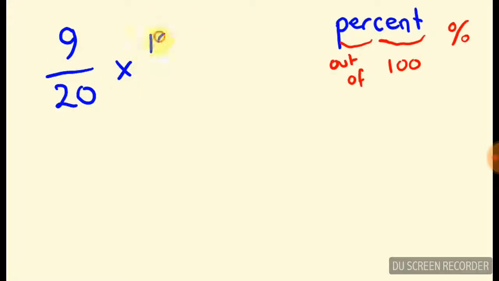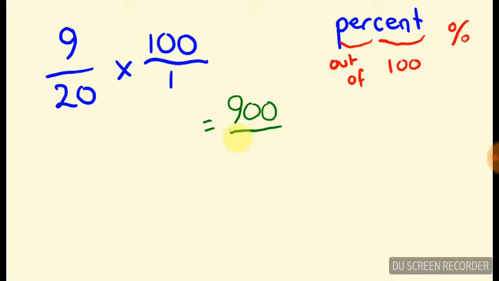So we're going to times this by 100/1 to turn it into a percentage. And then what do we do? You'll remember that 9 times 100 is 900. 1 times 20 is 20. What can we do next? We can cancel out these zeros, yeah? We're going to end up with this 90 divided by 2. Now 90 divided by 2, if you get 90 and you cut it in half, you're going to end up with 45%.